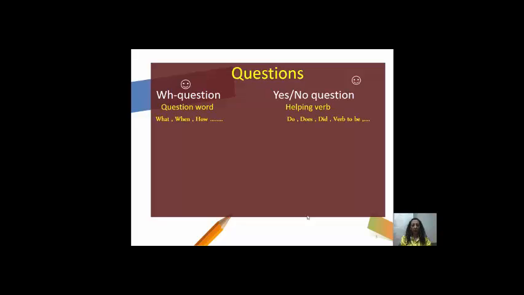After this revision for question words, we have to know we have two types of questions: WH questions and yes or no questions. What is the difference between the two types? WH questions begin with a question word like what, when, how, and so on. But yes or no questions begin with a helping verb, as we have taken in present simple or present continuous or verb to be. So yes or no questions begin with do, does, did, or verb to be.